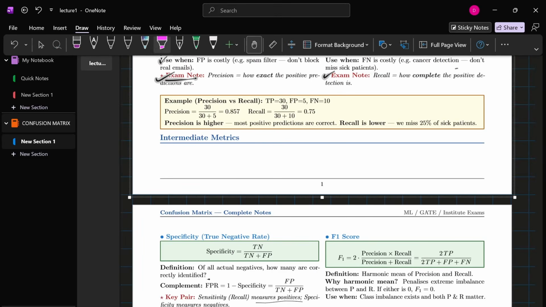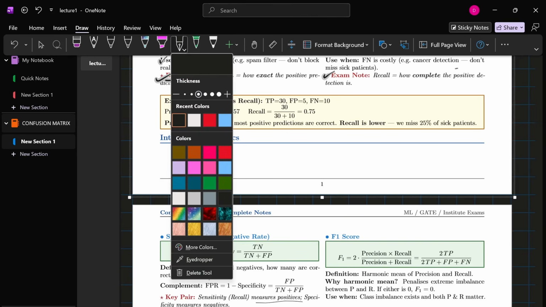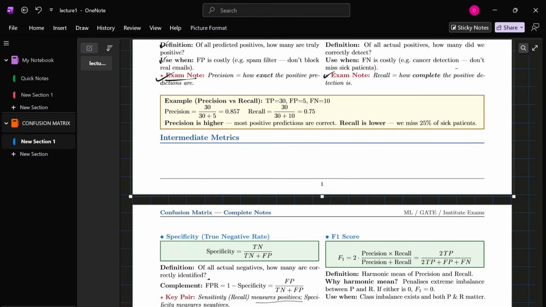We miss 25% of the sick patients. That's a problem in a medical setting. Okay, so now let's move forward to Section 4.